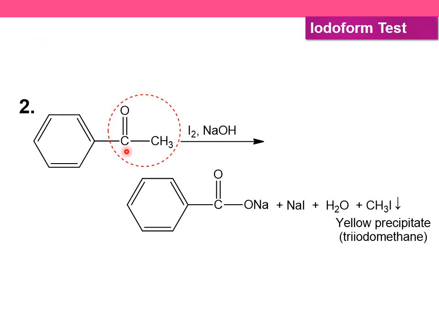For question number 2, we have a ketone whereby the carbonyl group is attached to a benzene ring on the left and a methyl group on the right. So it has a methyl carbonyl group. So when we do the iodoform test on it, it's going to form, yes, a triiodomethane, which gives a yellow precipitate.